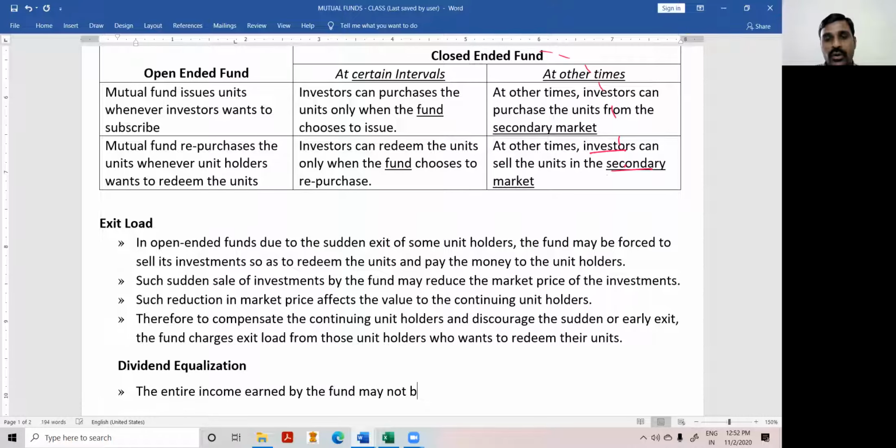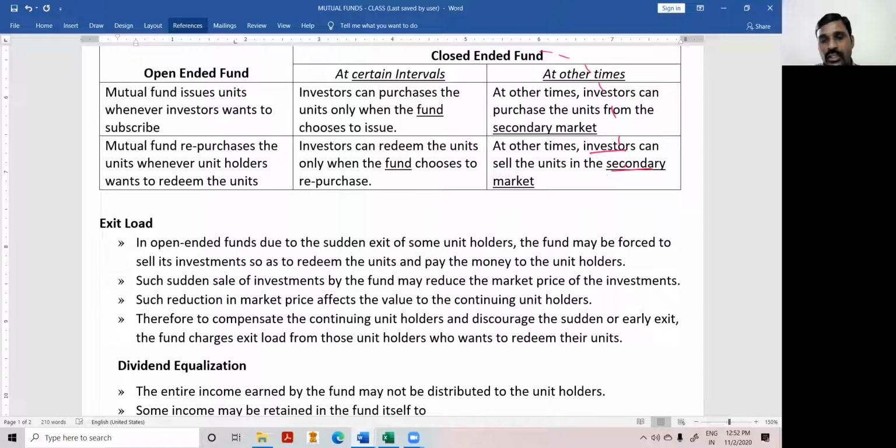may not be distributed to the unit holders. This is the point. The entire income earned by the fund may not be distributed to the unit holders. Some income may be retained in the fund itself, with a view to distribute at a later point of time, in future.